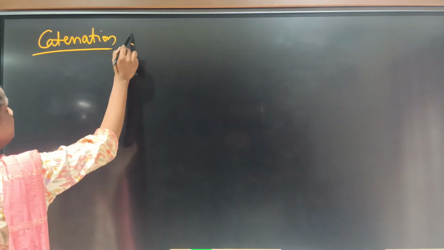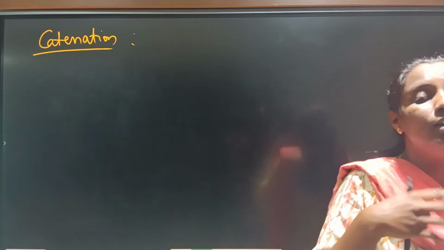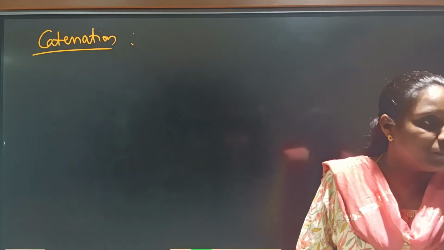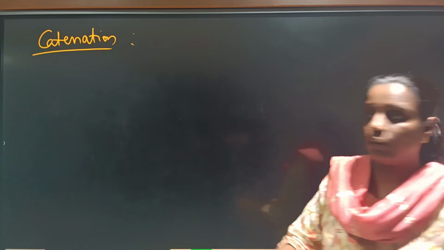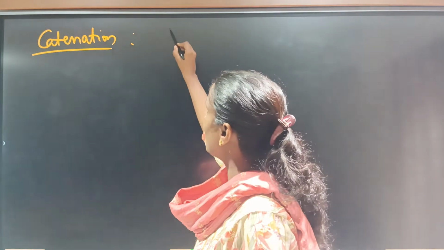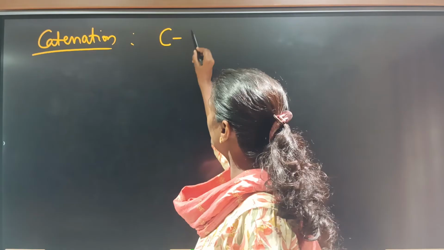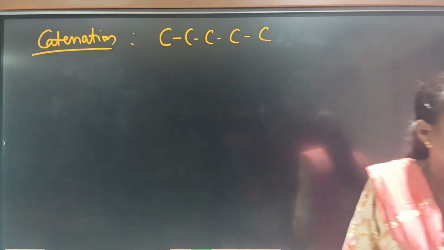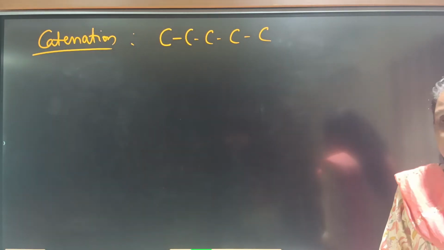Another word is catenation. Most repeated question in the board exam: what do you mean by catenation? It means the compounds which build a bondage between similar elements or the same atom. What does that mean? If I take an atom like carbon, it builds compounds between themselves. That we call catenation.